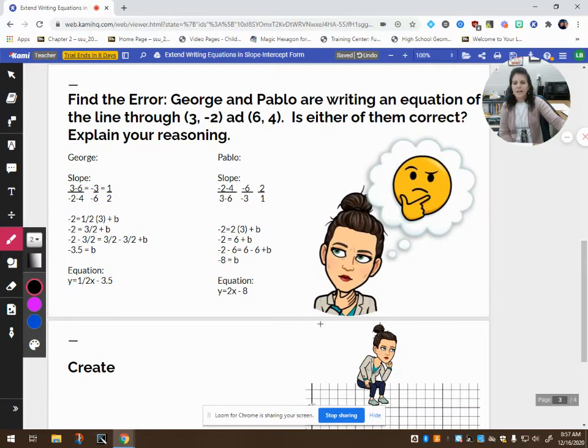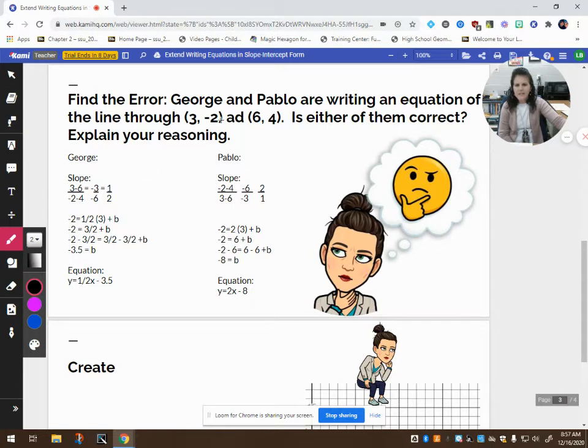All right, looking at our next problem, find the error. George and Pablo are writing an equation of the line through the points 3, negative 2, and 6, 4. Is either of them correct? Explain your reasoning. Well, it looks like they kind of work things out the same way. They both begin by finding the slope, then they both find the y-intercept, then they both write an equation, but they have two totally different equations.